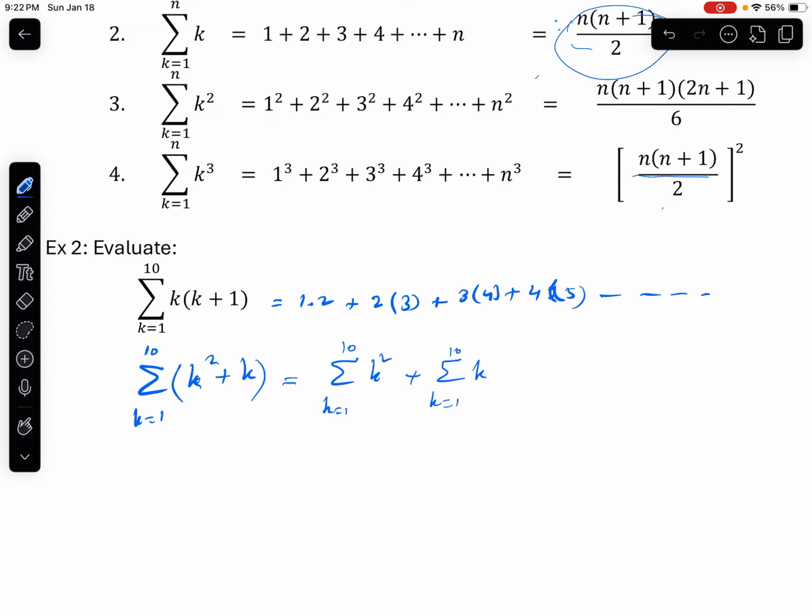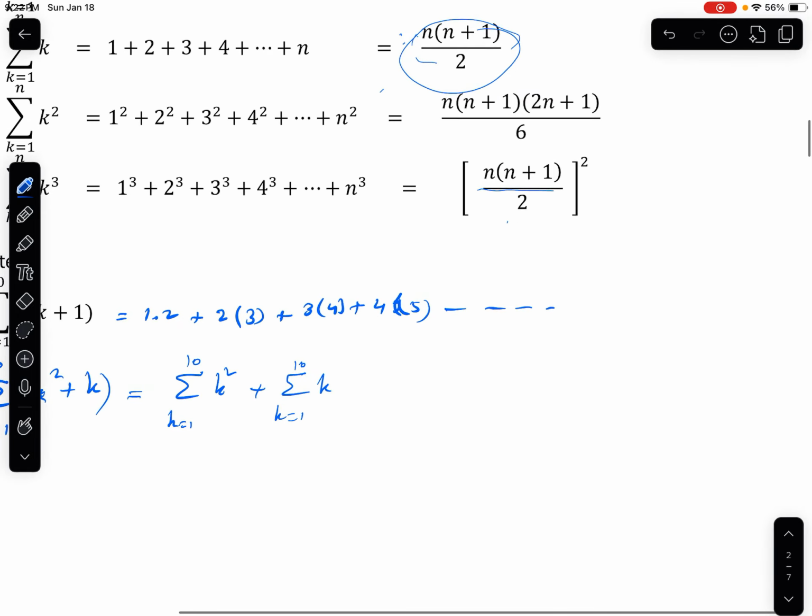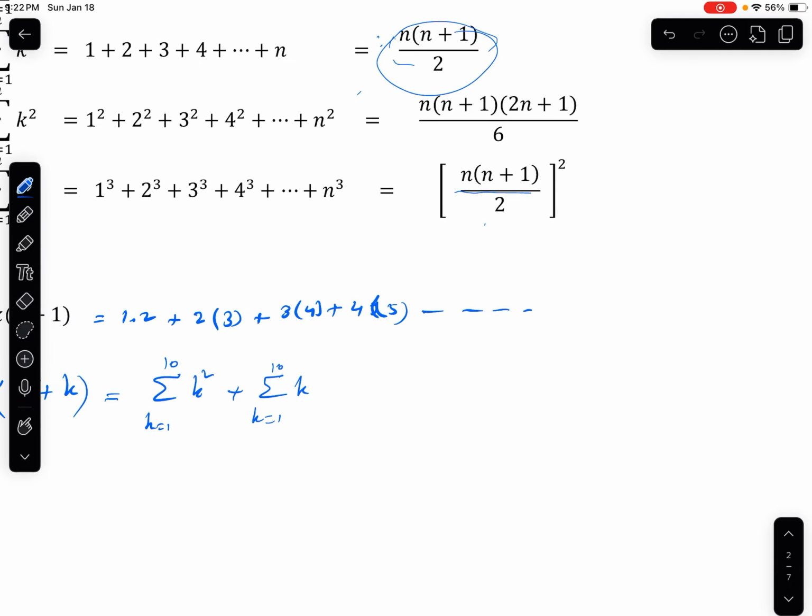Now what do we do? Well, again, you can just plug in and find out what 1 squared plus 2 squared plus 3 squared up to 10 squared is, and then add up things and get your answer. But also we could use these formulas. So if I have the summation of k squared for k equals 1 to 10, it means my n is 10, so I can plug it into this formula.